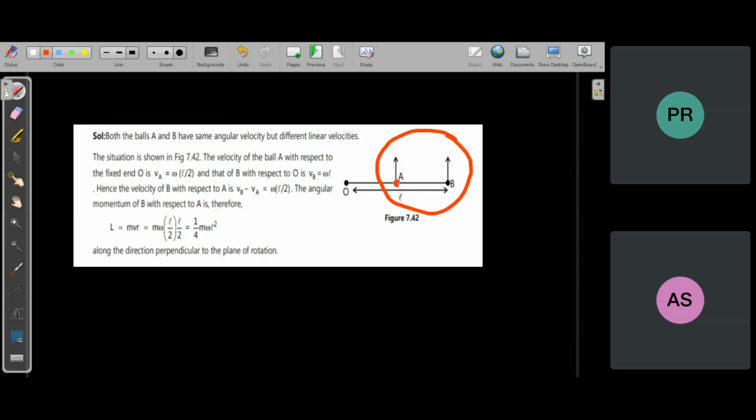If you sit here, you will see that this is moving with how much velocity? Omega L minus omega L by 2, right? Which gives you omega L by 2. So this is the correct process, and like this you can do it.